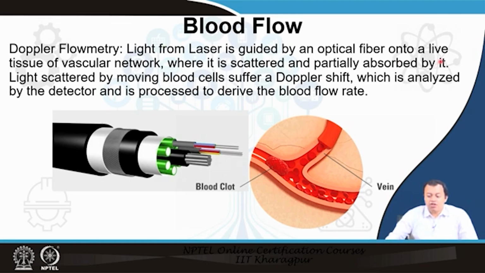Where it is scattered and partially absorbed by it, light scattered by moving blood cells suffers a Doppler shift, which is analyzed by the detector and is processed to derive the blood flow rate. As it goes through, you have a Doppler shift, a red or blue shift depending on the movement. You can understand the blood flow rate, and if the blood flow rate is different from normal, you can understand that there will be a blood clot. Fascinating. So, this is some sort of a biosensor that utilizes optical information, Doppler shift, to detect if you have a blood clot or not.